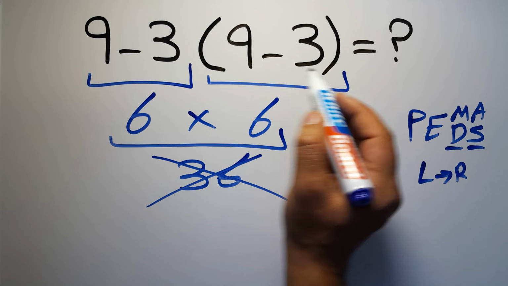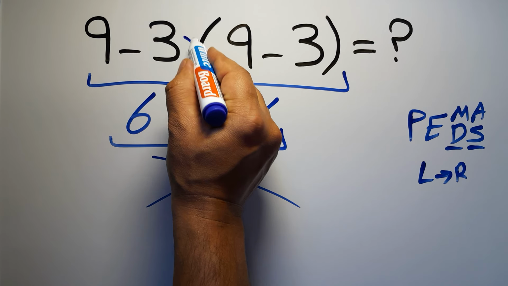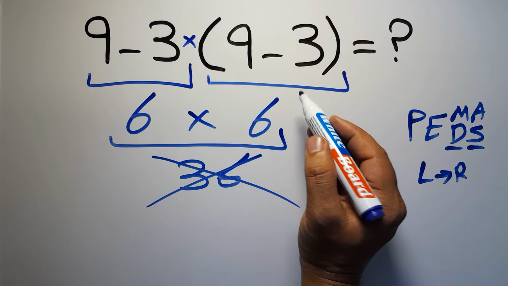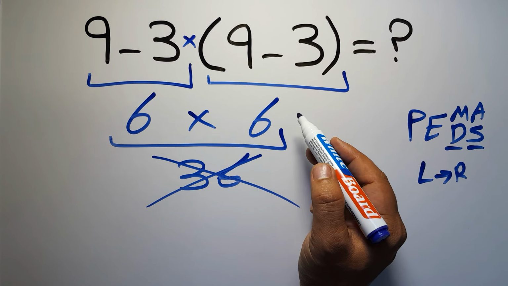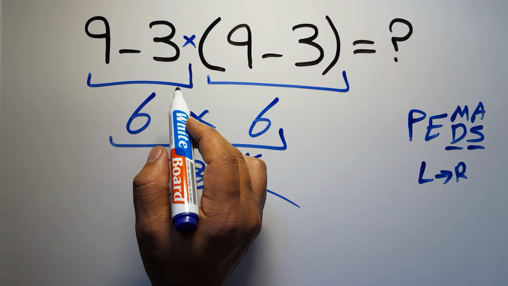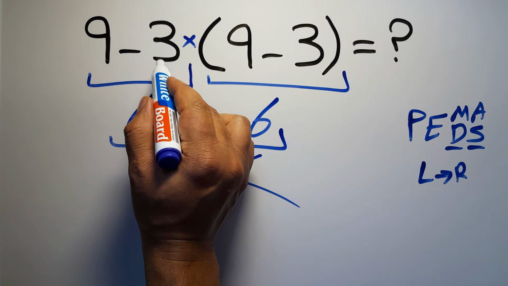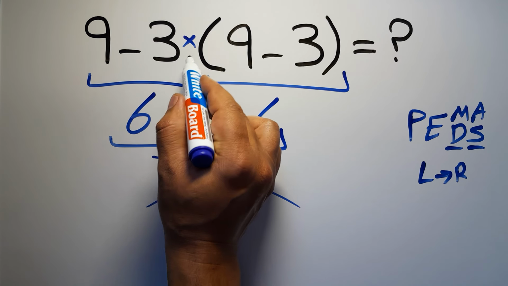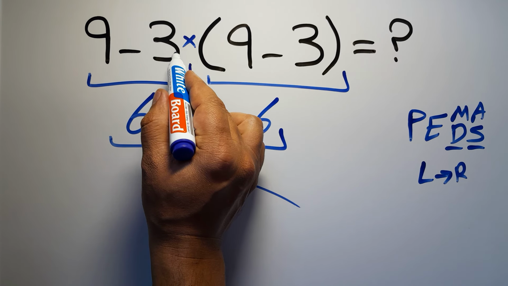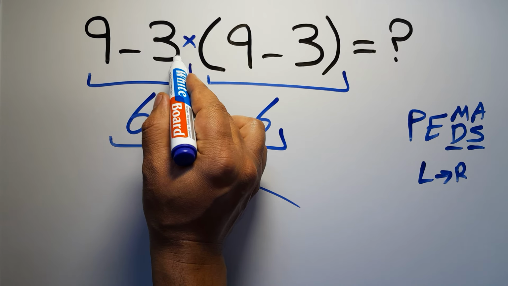In this expression, we have one subtraction, one multiplication, and one parenthesis. Inside this parenthesis, we have one subtraction. Here we have a multiplication, because in mathematics when a number is placed next to parentheses, it means multiplication. And we usually don't write the multiplication sign for brevity.